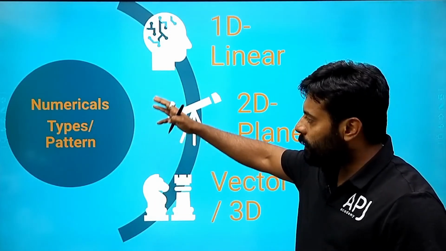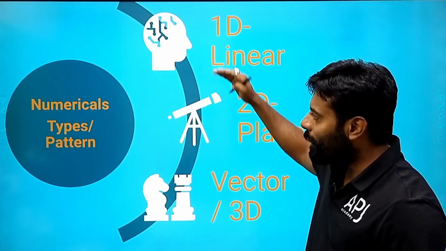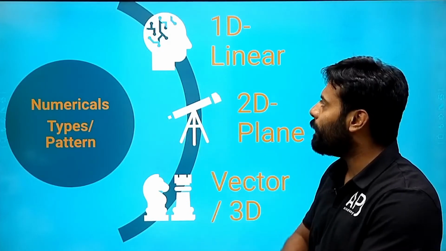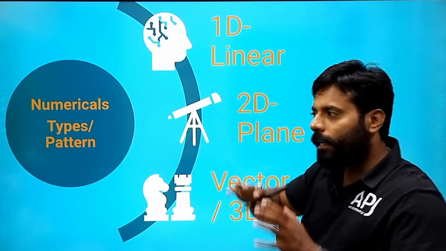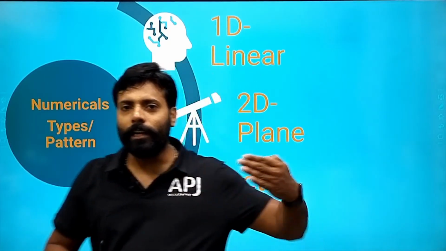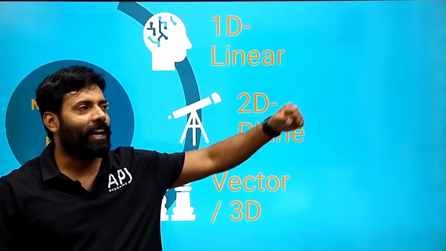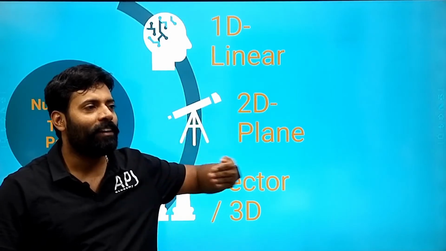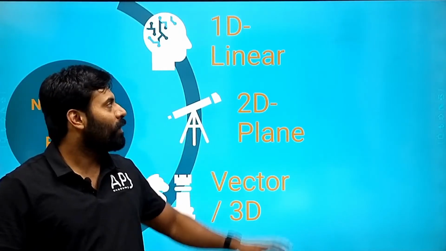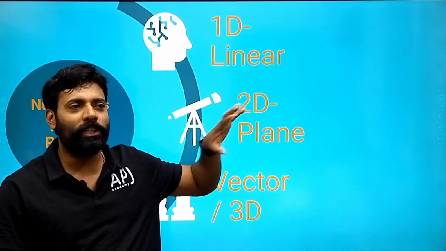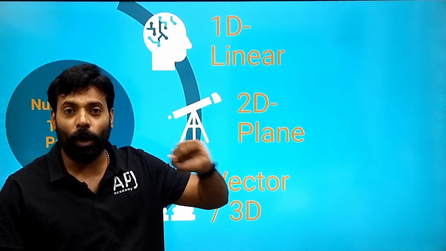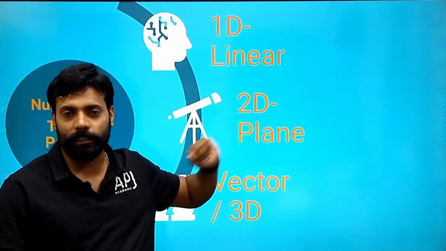The numericals, if we see them in a pattern-wise manner: the first pattern will be linear, means you will be getting some charges arranged in a linear manner. A whole line will be formed, okay? There will be a very big line, and we have to find out the forces. There will be infinite charges. We will be using some arithmetic progression or geometric progression to find out our answers here.